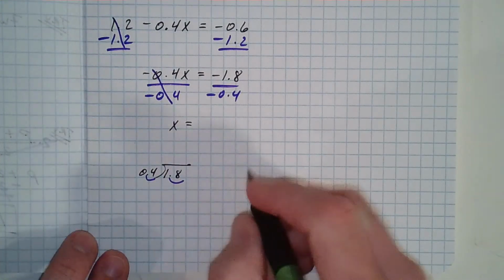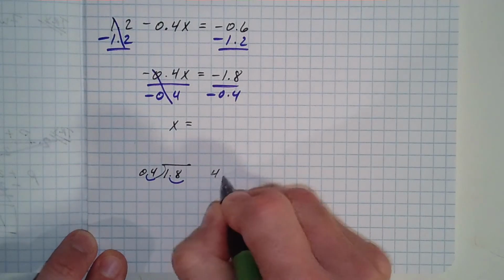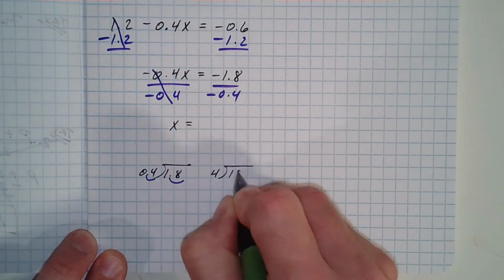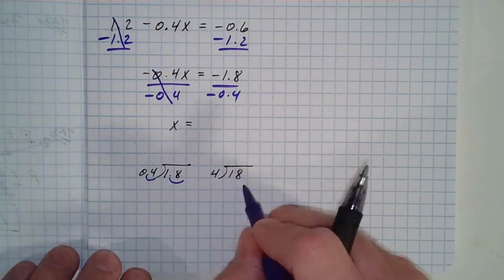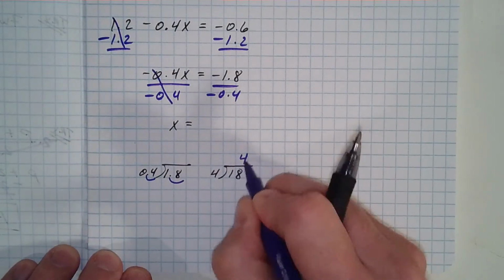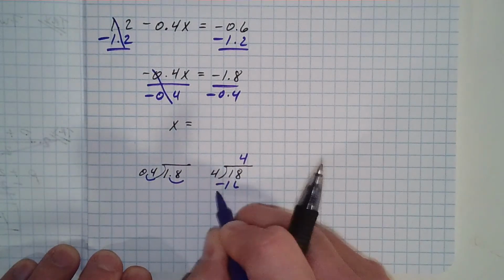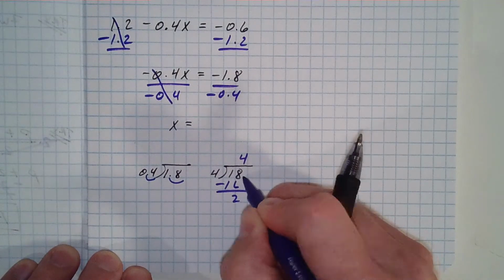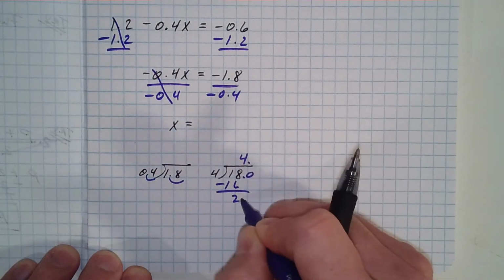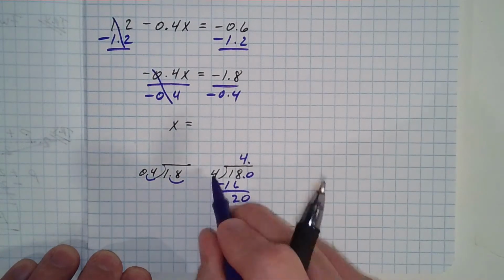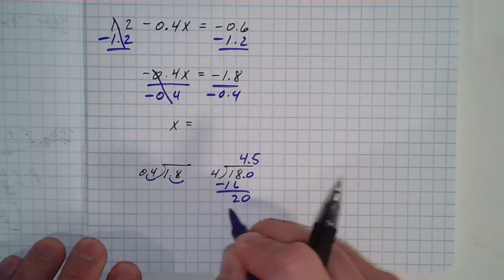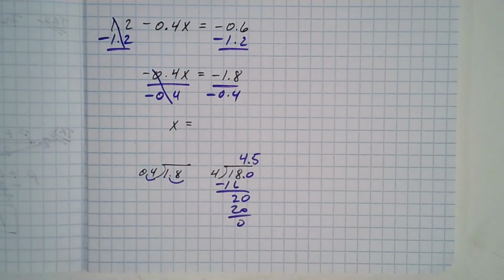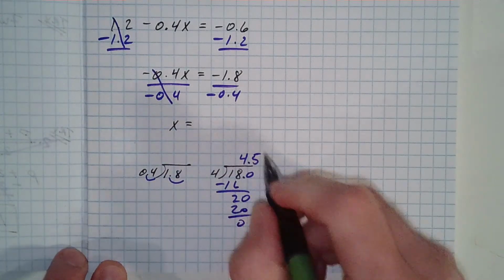And so I'm going to have 4 into 18. 18 divided by 4, that will be 4. 16, so the remainder will be 2. Since I'm out of digits, I'm going to add a decimal and a 0 and bring the 0 down. 20 divided by 4 will be 5. And that's 0. Okay, so x will equal 4.5.